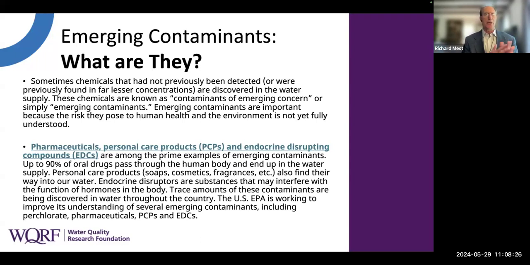Some that you might have heard about: pharmaceuticals, personal care products, and endocrine disruptor compounds are among the prime examples of emerging contaminants. And as you know, 90% of oral drugs pass through the human body and end up in the water supply. We've had other things added to emerging contaminants too, and we're going to go through that list. Some of them being microplastics, manganese, and also the PFAS family of chemicals.